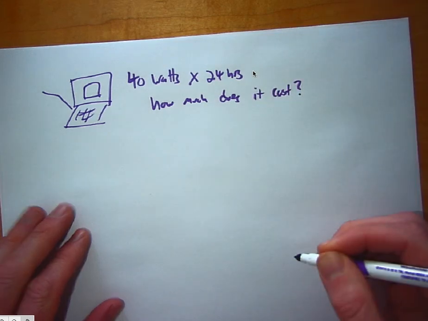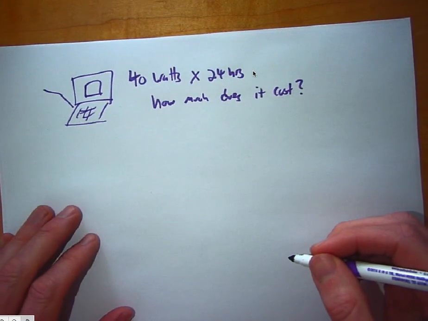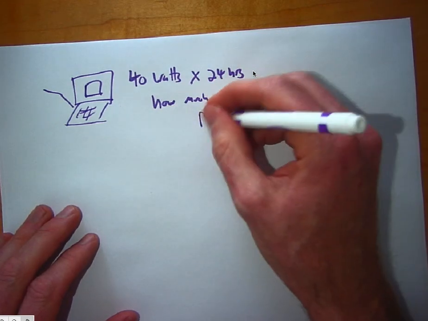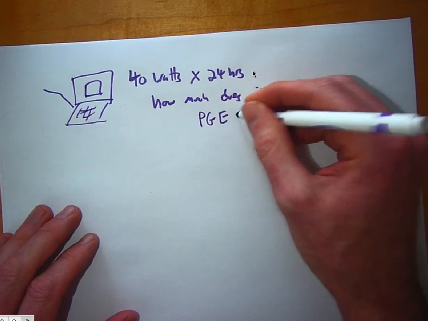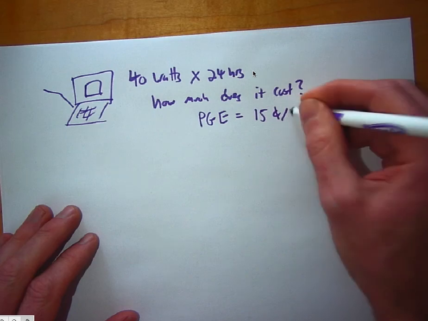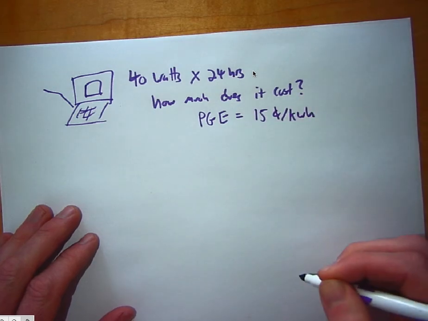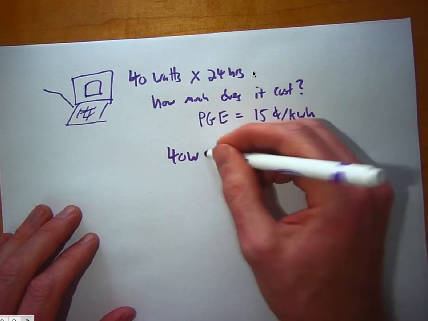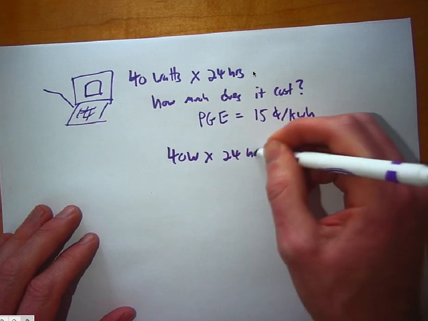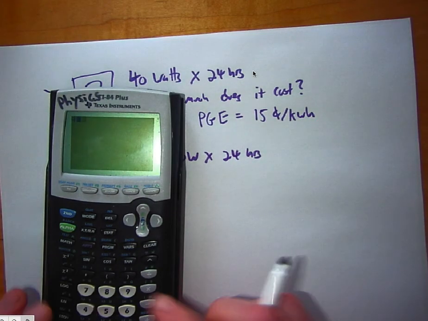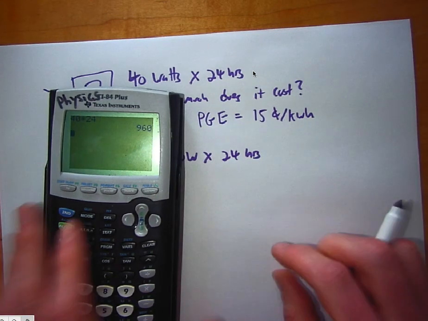All right, well, we can use kilowatt hours. It's much easier. So one piece of information you have to know is, what does PG&E charge? Let's say PG&E charges 15 cents per kilowatt hour. So to figure out how much it's going to cost, we just have to figure out how many kilowatt hours this is. It's very easy. Take 40 watts times 24 hours. All right, get the calculator out. 40 times 24.